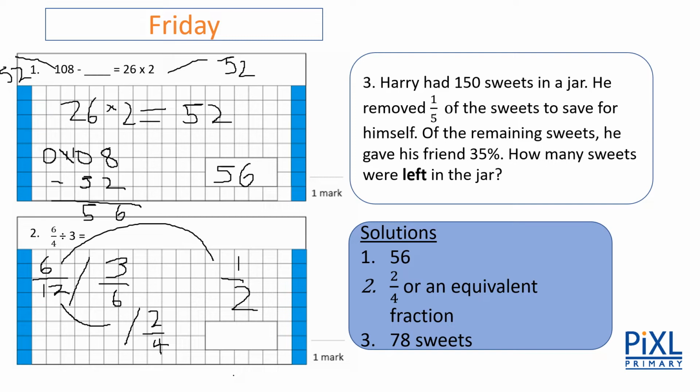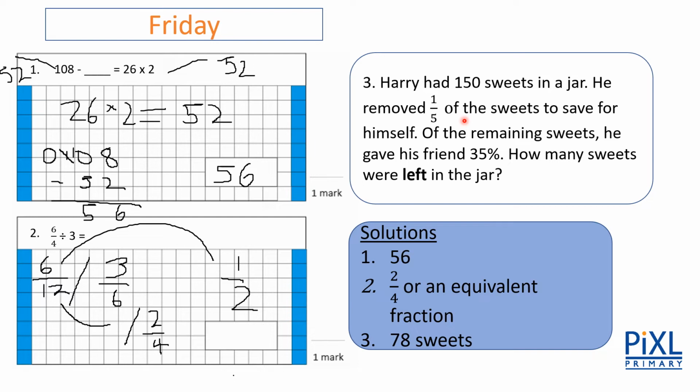Our last question. Harry has 150 sweets in a jar. He removed 1/5 of the sweets to save some for himself. Of the remaining sweets, he gave his friend 35% of them. How many sweets were left in the jar? There's a couple of steps to this question. First off, we've got to find a fraction of an amount of 150. And then the remaining sweets, we've got to take them away from 150. Then of the remaining answer, we need to take 35% away from that.